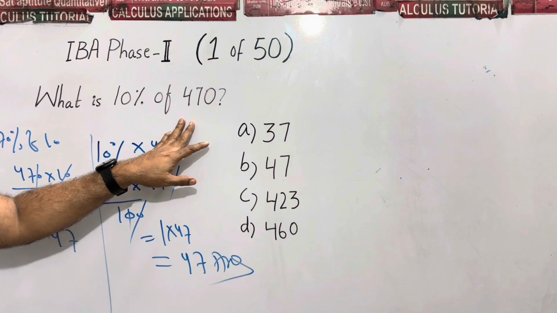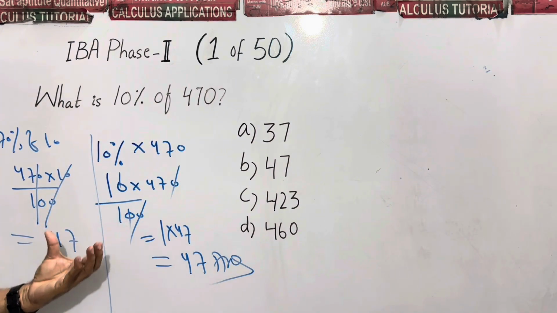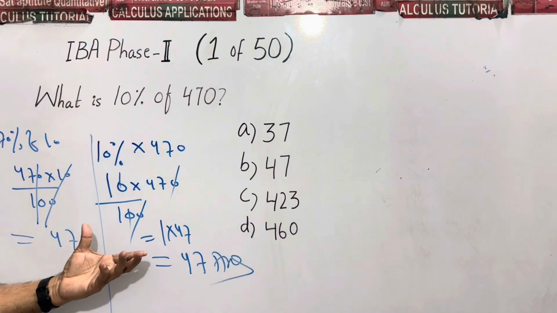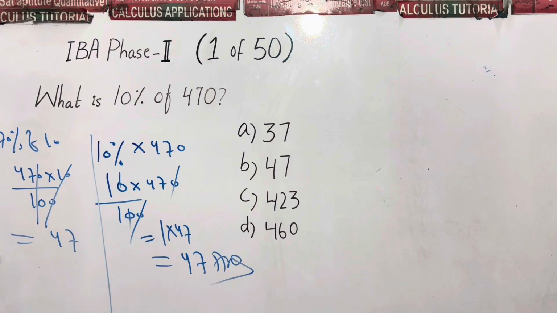Of means multiplication; to remove percent, divide by 100. Understanding towards percentage: 10% of 470 or 470% of 10, they are equal.